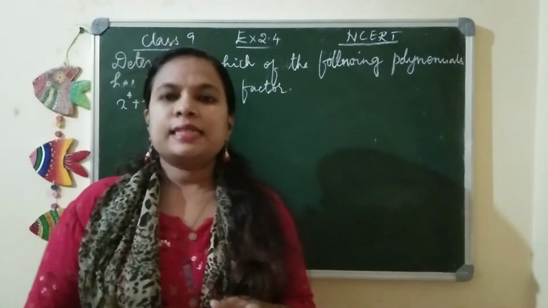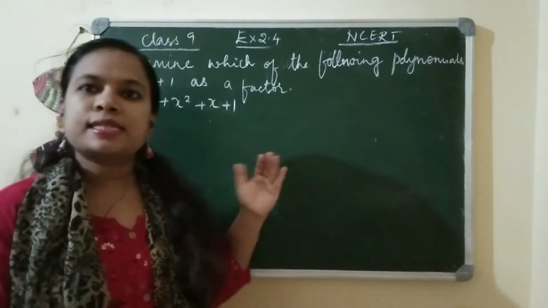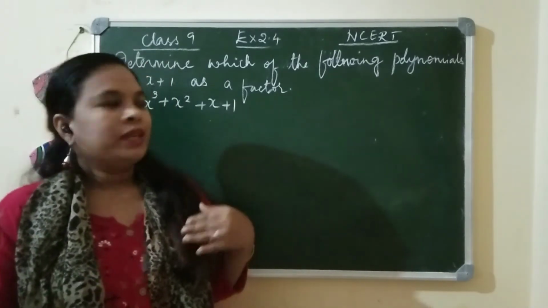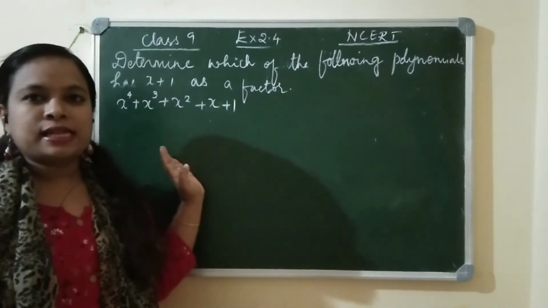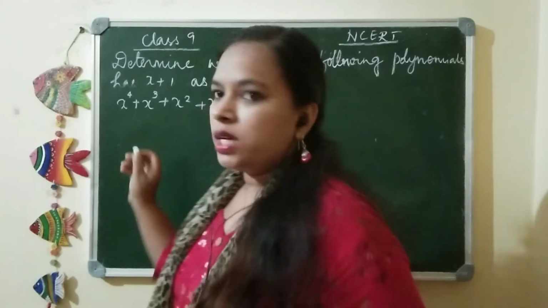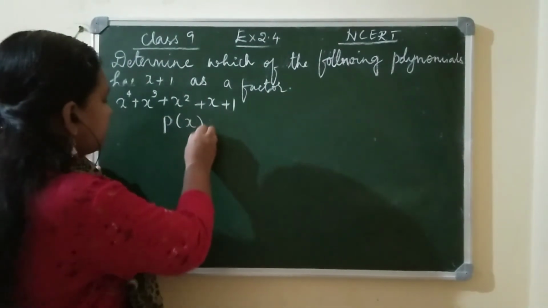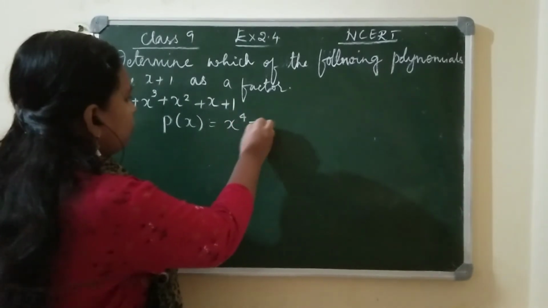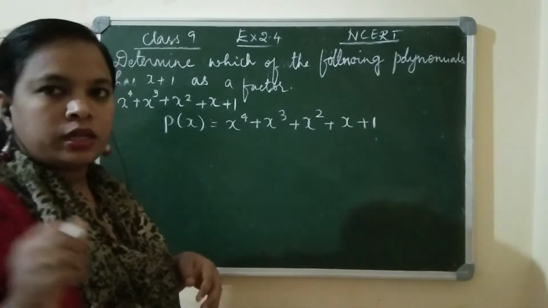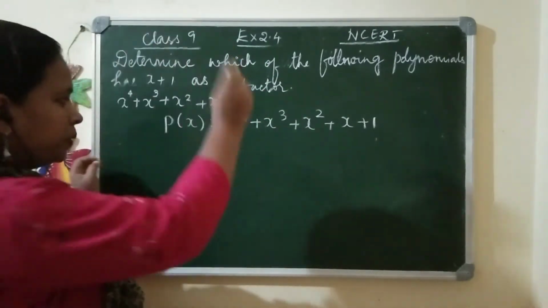Now let's see the second question. In the second question, you have to solve the same way as you saw in the first one. Here we take the x value as minus 1 and then substitute. First you can write this as p of x. P of x is equal to x power 4 plus x cube plus x square. First we will equate this to p of x.